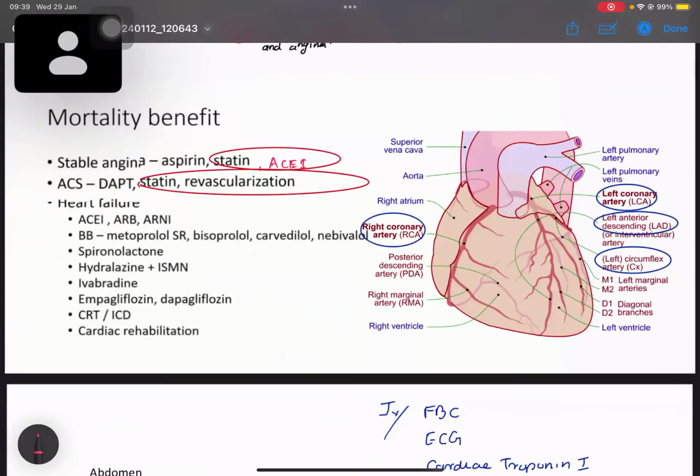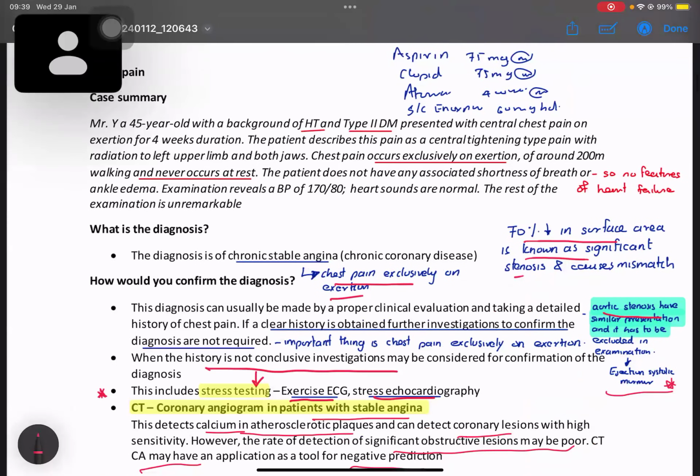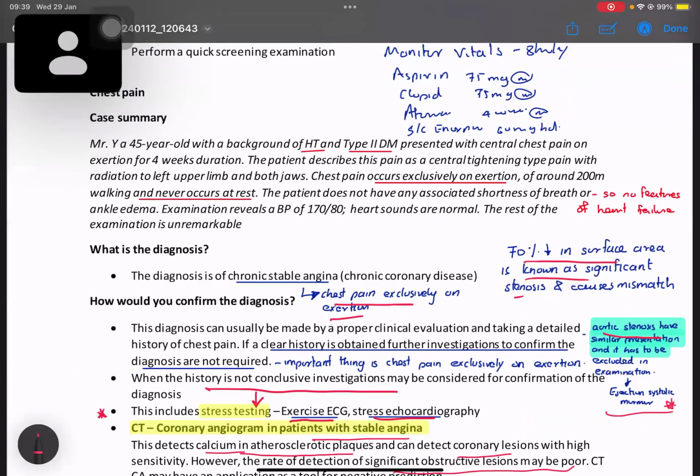Okay, then I would like to give you an example case scenario, so that you can get a clear understanding about angina. Mr. Y, 45-year-old with a background of hypertension and type 2 diabetes mellitus, presented with central chest pain on exertion for 4-week duration.